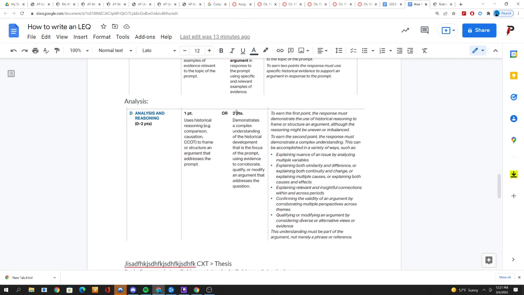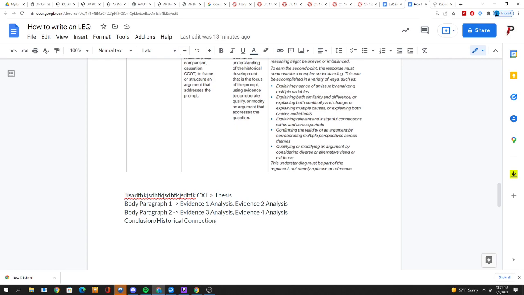So yeah, when you do this historical connection, it's not only comparing the similarities of those two events, but also comparing how they're different. And it's not merely just saying that, oh, this happened, this happened, this happened, and this is similar to this, this, and this.